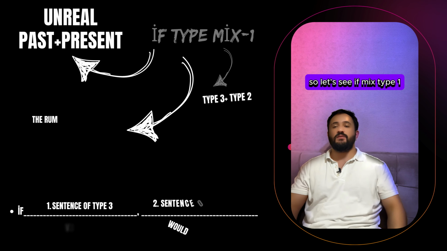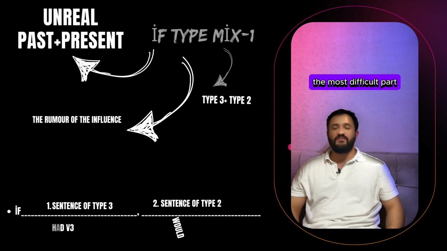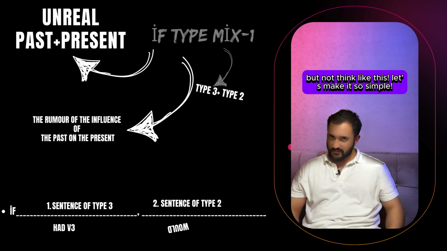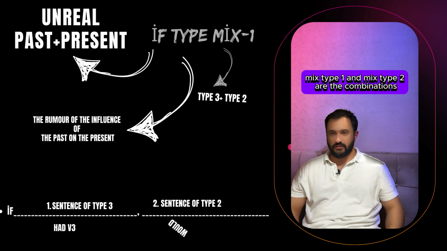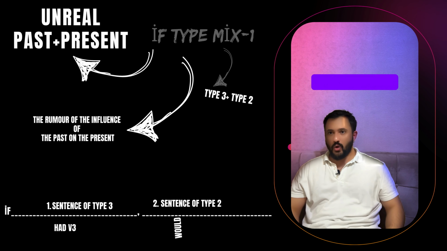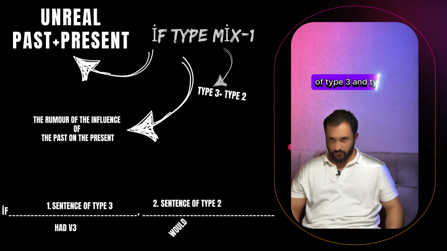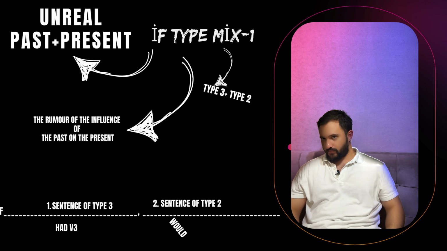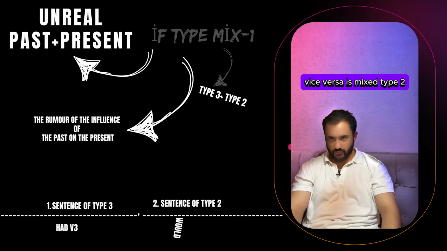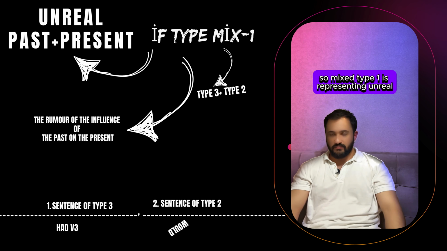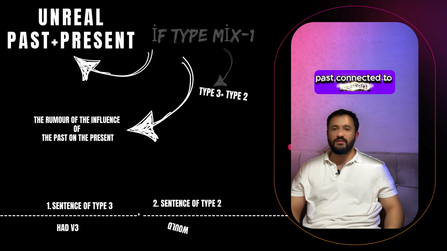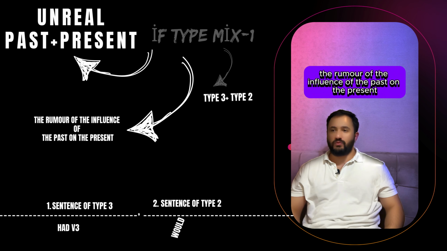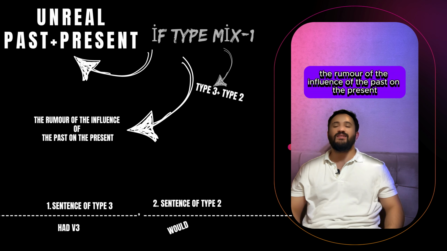So let's see mixed type 1. The most difficult part. Especially mixed type 2 is so difficult. But nothing like this, let's make it so simple. Mixed type 1 and mixed type 2 are combinations of type 3 and type 2. Mixed type 1 is a combination of type 3 and type 2. Vice versa is mixed type 2. So mixed type 1 represents an unreal past connected to the present. So we can basically say it shows the influence of the past on the present.